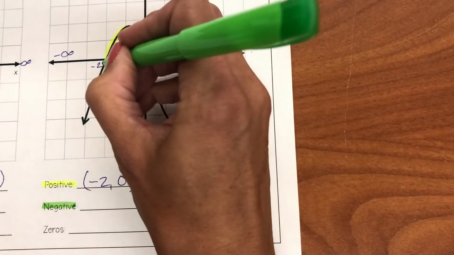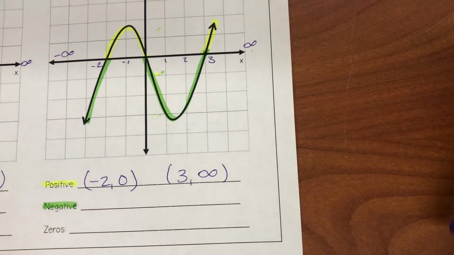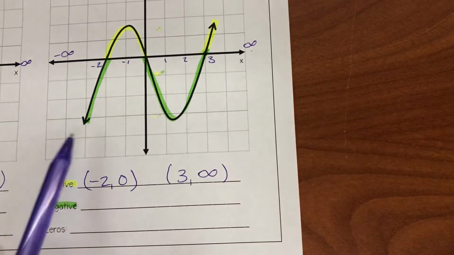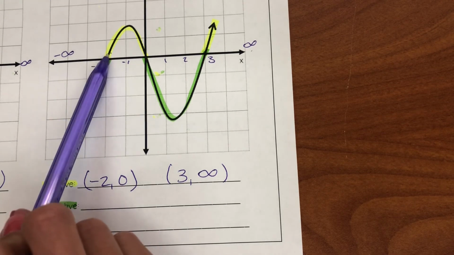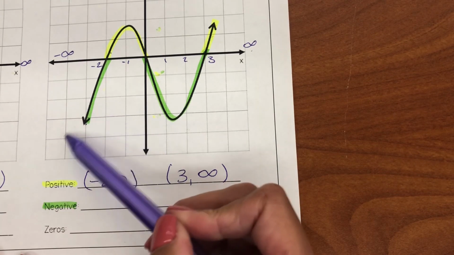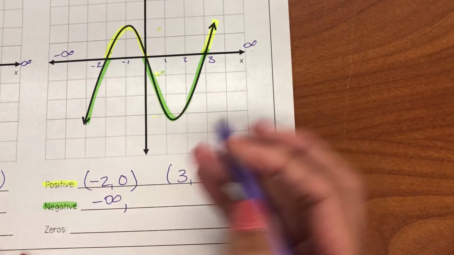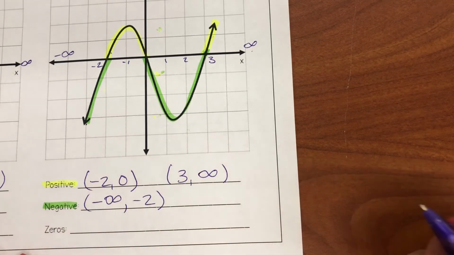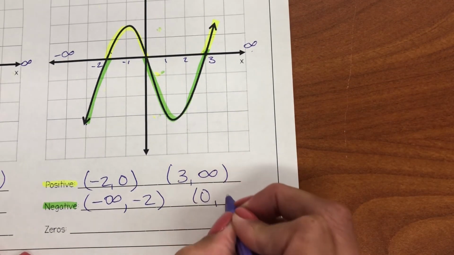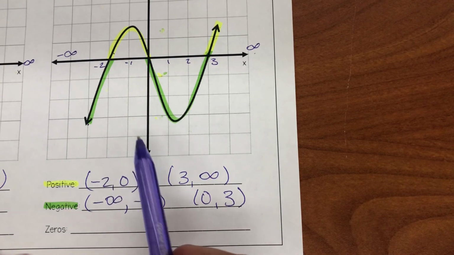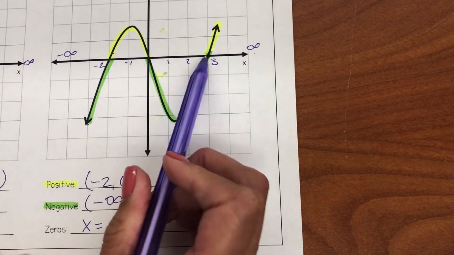Negative, anything below the x-axis is negative. So you're going to go negative infinity to -2. This arrow means it's going to keep going into the negative infinity direction, so it's negative infinity to -2. And then we have 0 to 3. Then your zeros would be -2, 0, and 3.